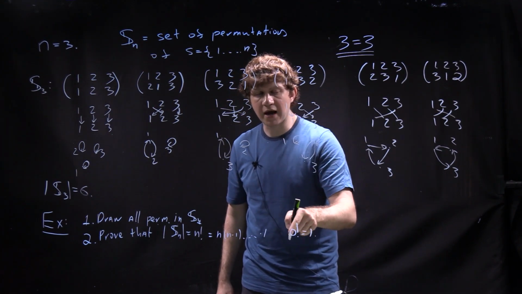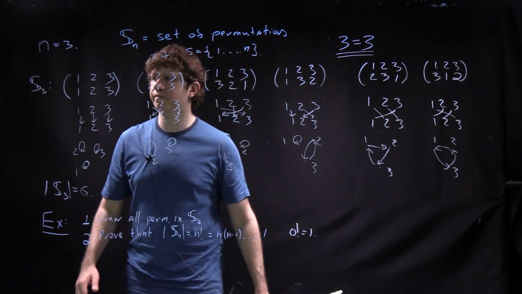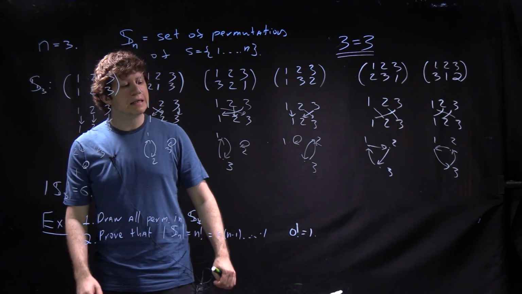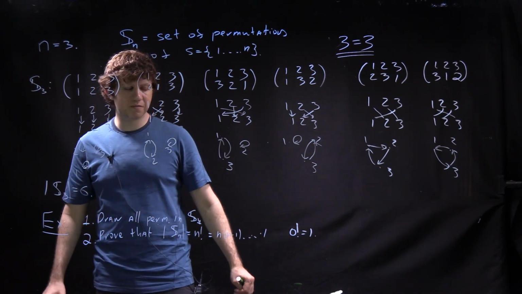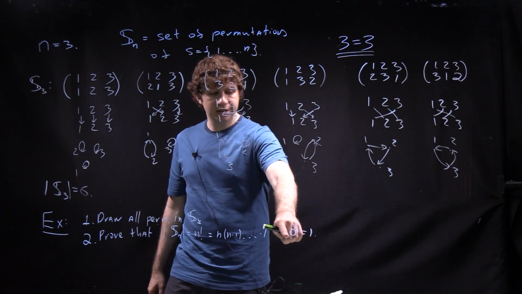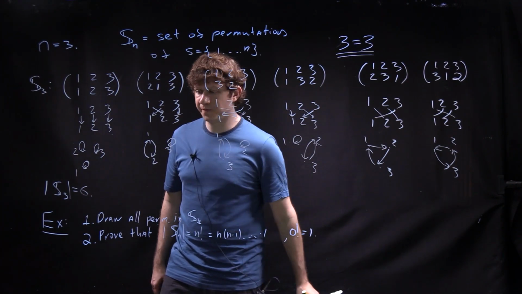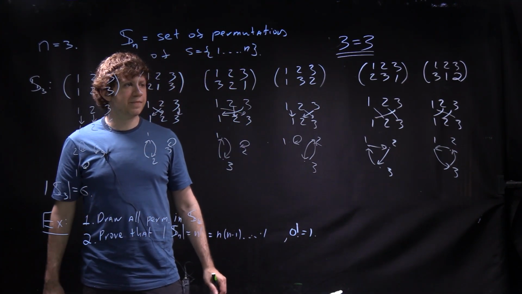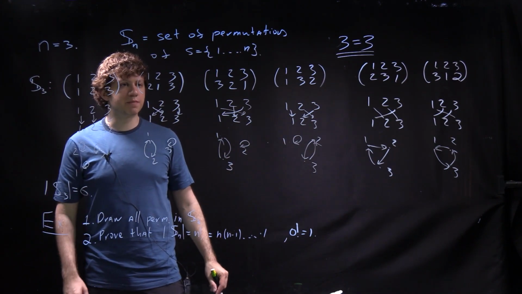If you have the empty set, there are not many bijections from it to itself. There is just one basically, which means do not do anything. But that's just a convention. Okay, so these are these permutations.